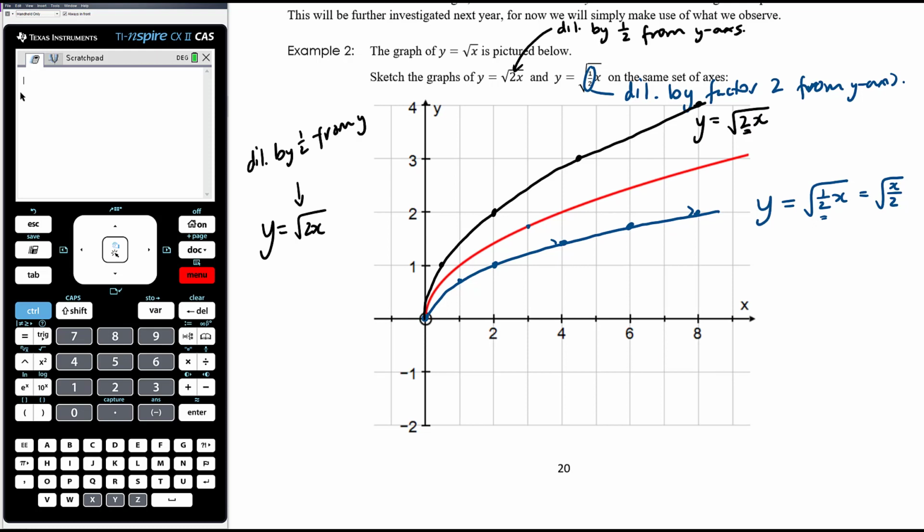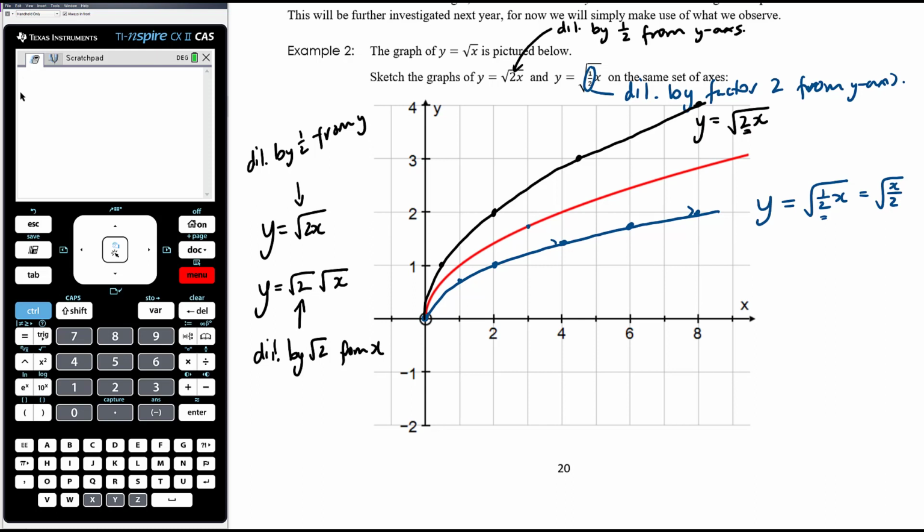We could, if we wanted to, say that that is the same as y equals root 2 times root x, and therefore we could talk about it as a dilation by root 2 from the x-axis. You're multiplying the whole function by root 2. But multiplying all the y values by the square root of 2 is more complicated than halving all of the x values. So in this case, it's not impossible to describe it as a dilation from the x-axis, but it's harder.